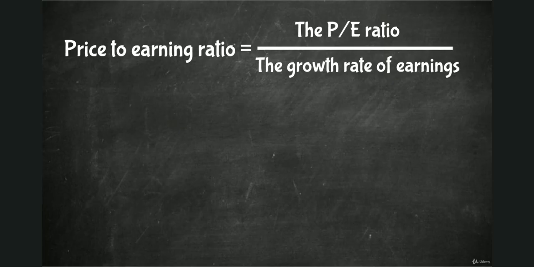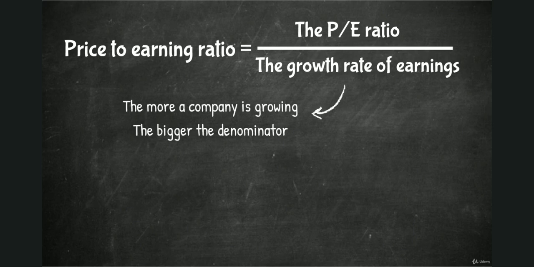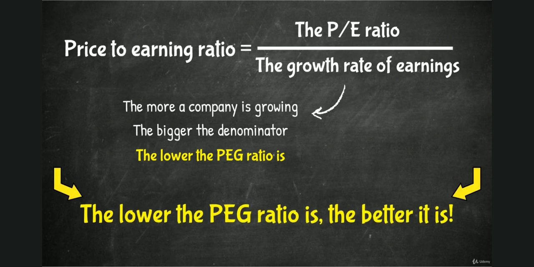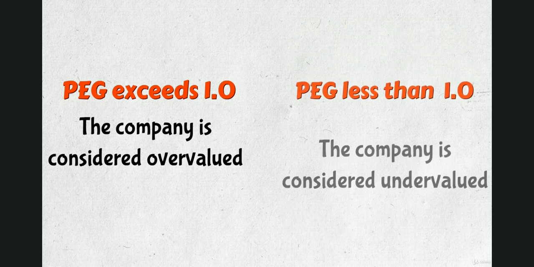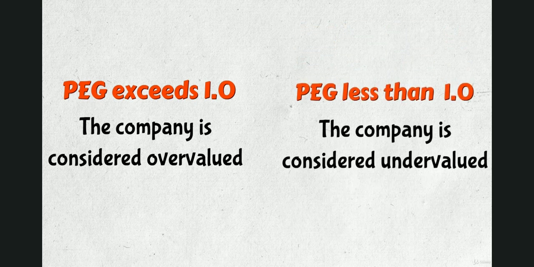When we look a bit closer at the formula of the PEG ratio, we can see that the earnings growth is in the denominator. So, the more a company is growing, the bigger the denominator, and the lower the PEG ratio is. In simple terms, the lower the PEG ratio is, the better. As a rule of thumb, when a company's PEG exceeds 1, it's considered overvalued, while a stock with a PEG of less than 1 is considered undervalued.